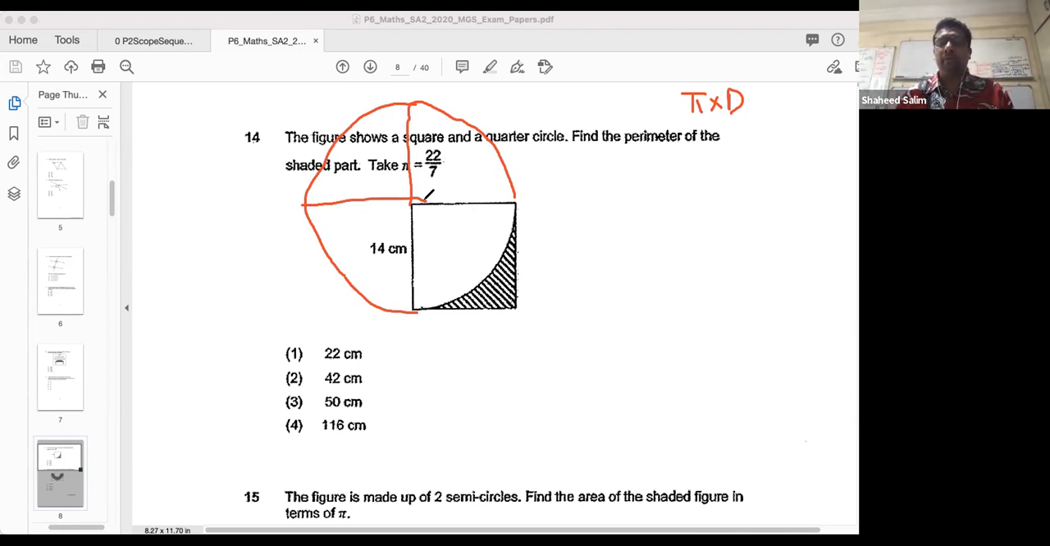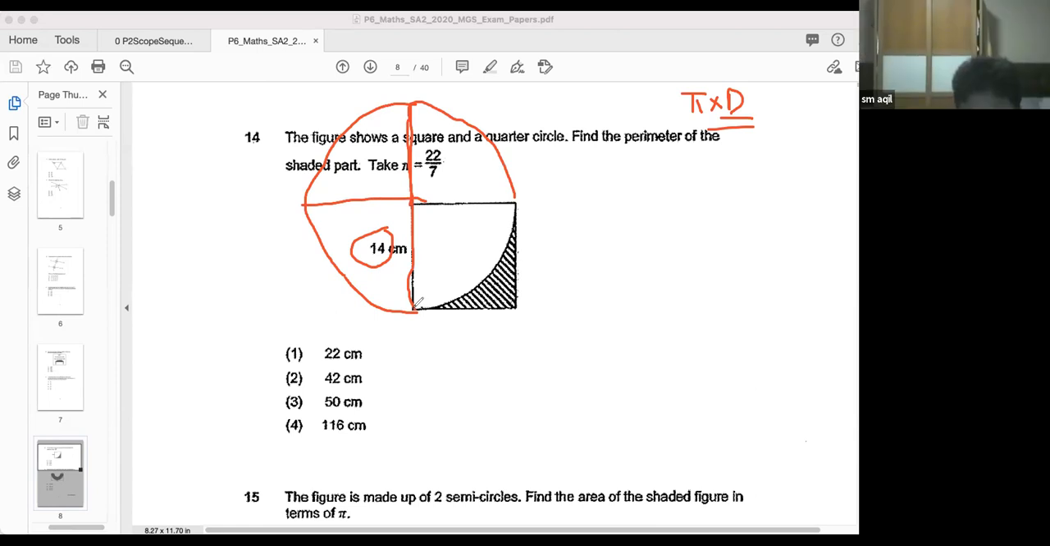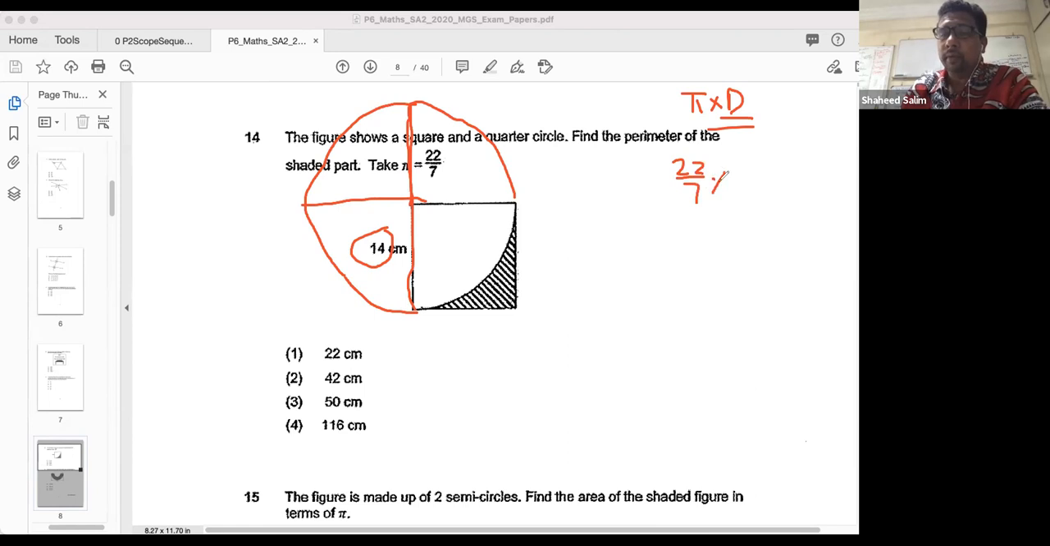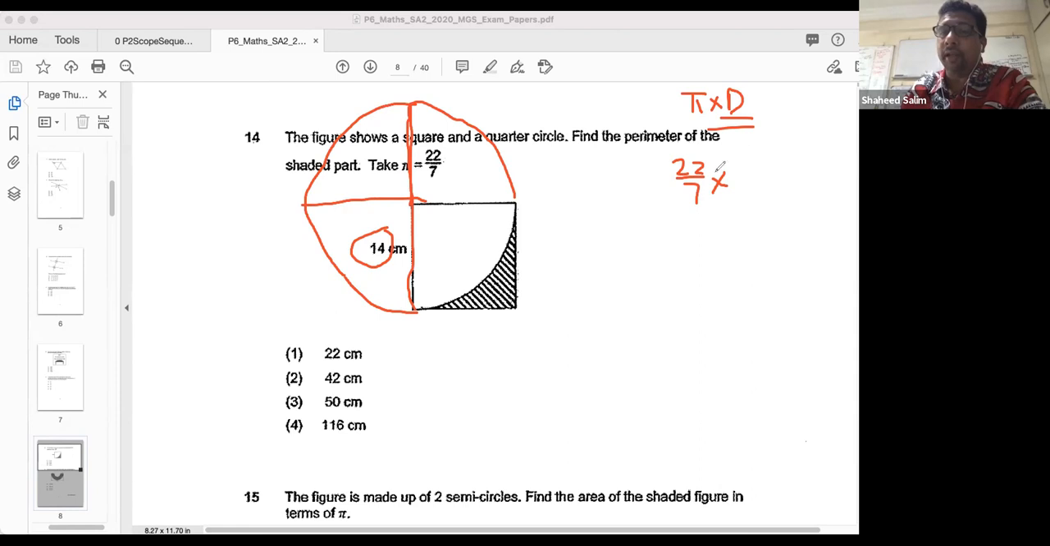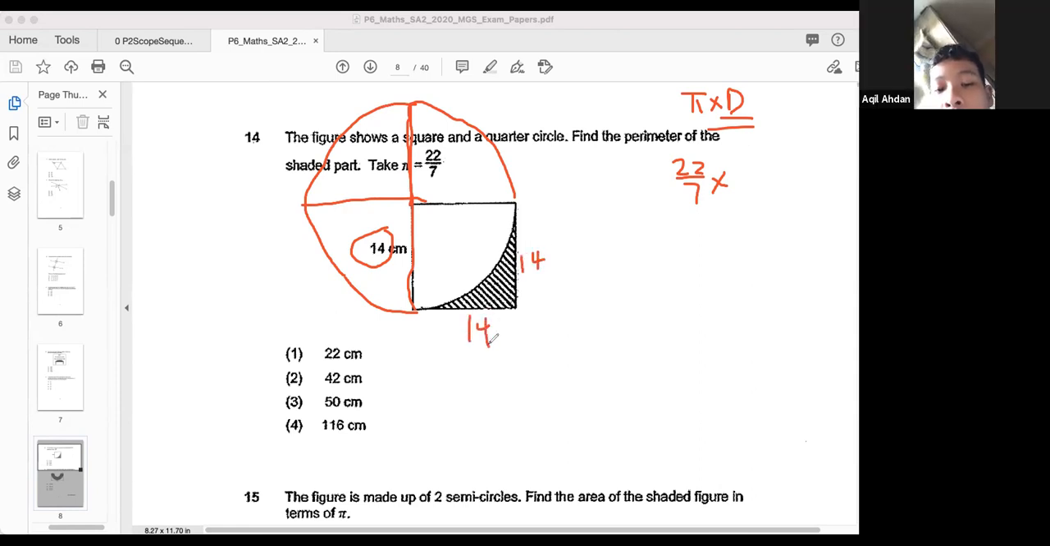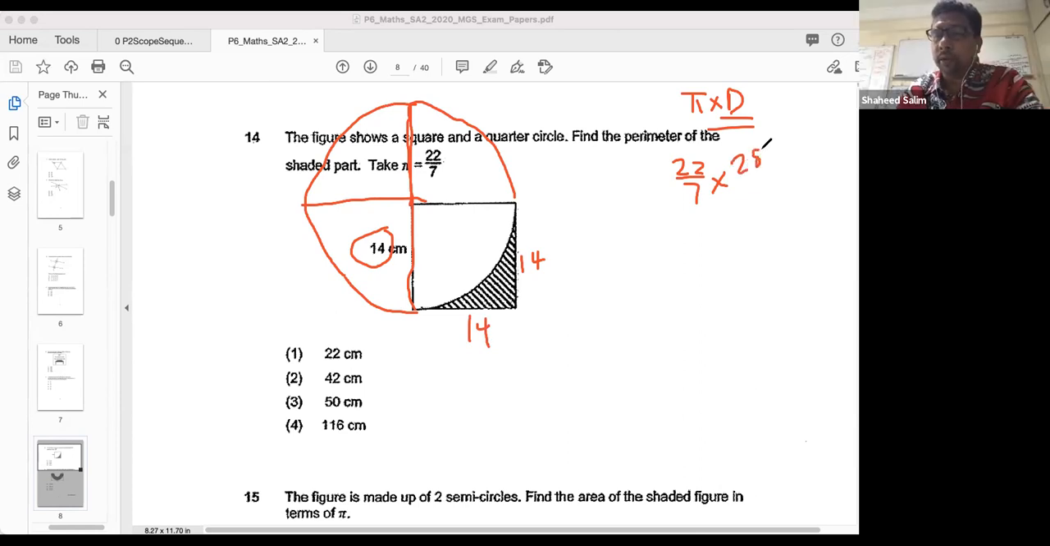Too small. So Shakil, down here you find the whole thing. Pi times d, 22/7 times d. What you're giving is radius. This is radius, you must double it. 14 plus 14 is 28. Then you get the whole thing. They're supposed to be 14 and 14. Okay, we check whether it's correct.